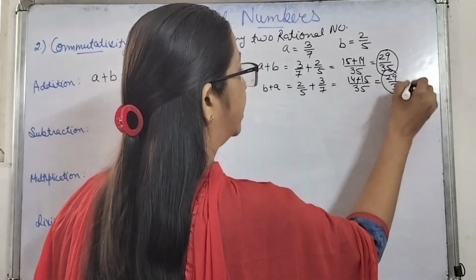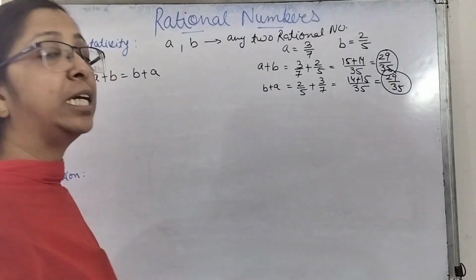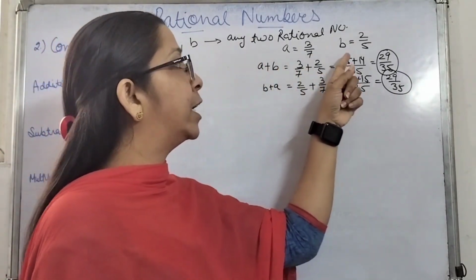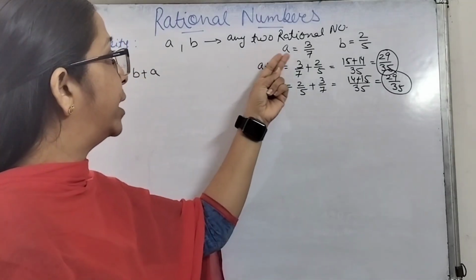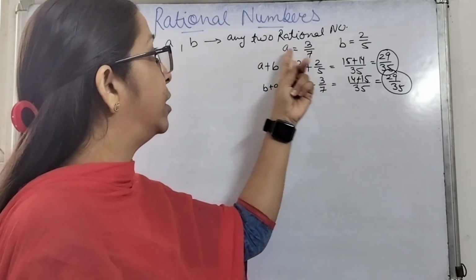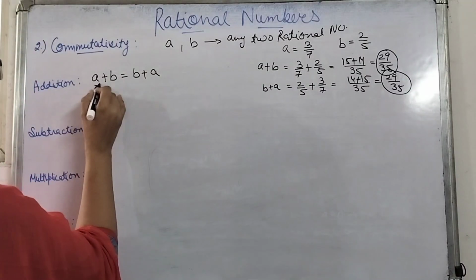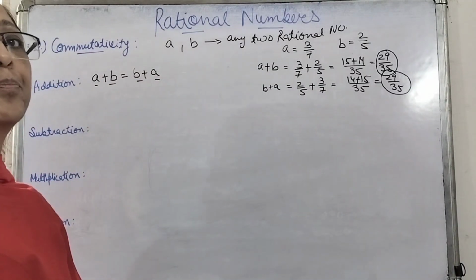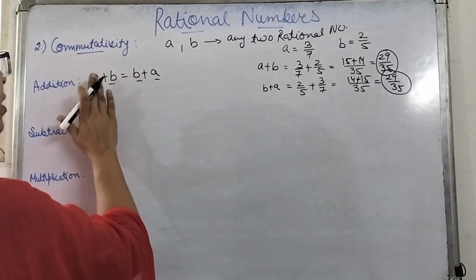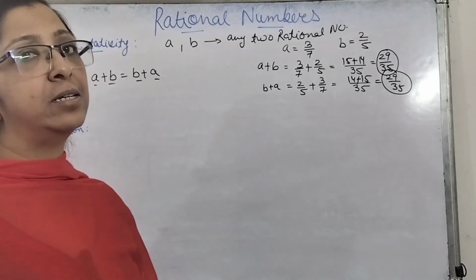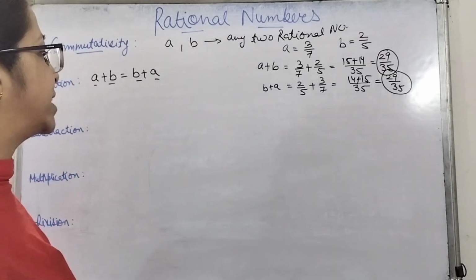So we can see that the value of A plus B is equivalent to B plus A. Whatsoever the values of A and B we take, if A and B are any two rational numbers, for every value of A and B, always A plus B will be equivalent to B plus A. That means if we change the order, there will not be any difference in their sum. Their sum will remain the same.